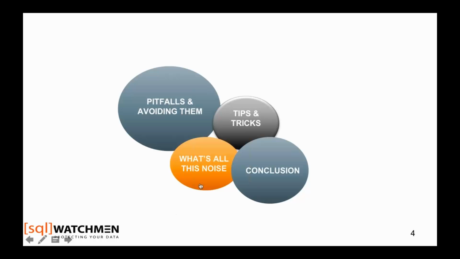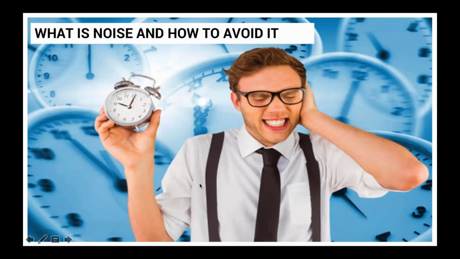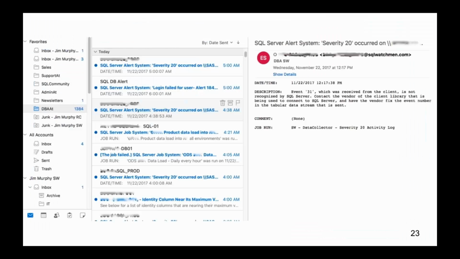Okay, so now we're going to talk briefly about what's all this noise, how can we avoid it. We're talking about alerting. Hey, look, an old school iPhone. I remember when they used to look like that. I think the upgraded models came with 2 cups and a wire.